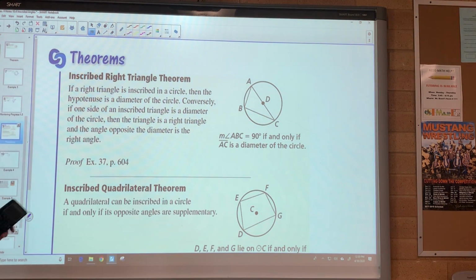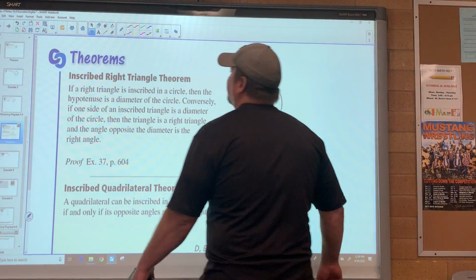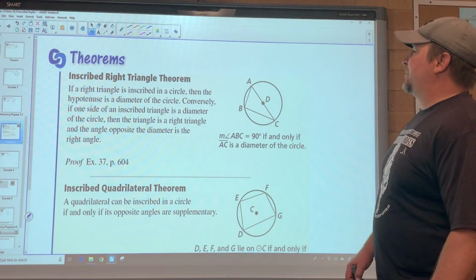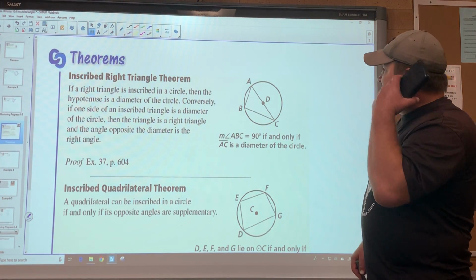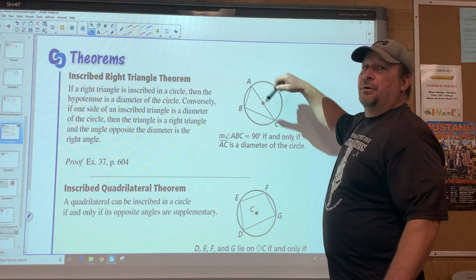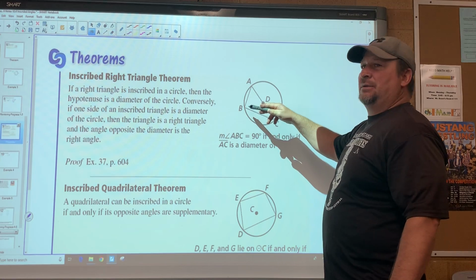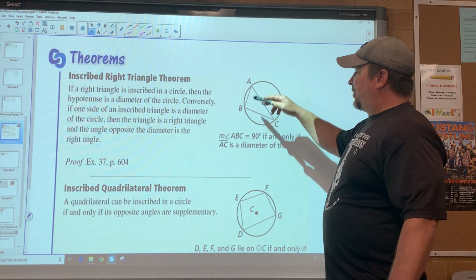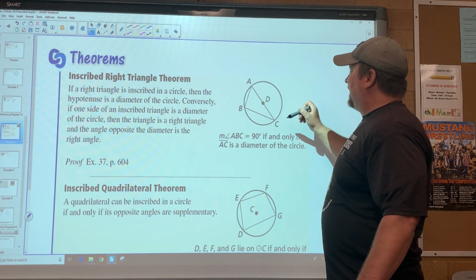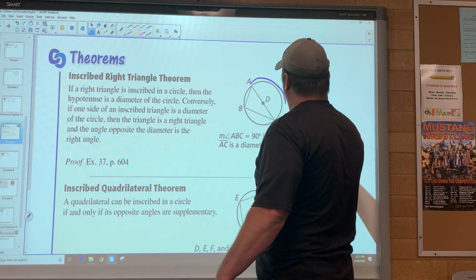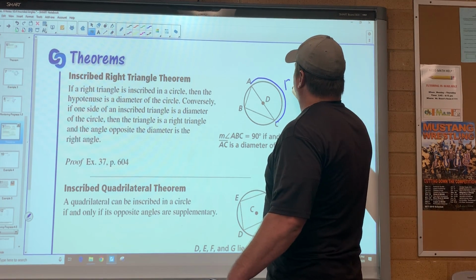All right. Inscribed right triangle theorem. The inscribed right triangle theorem is this. Basically, if I have a diameter and it creates an angle in a triangle, then this is 180, everybody. Everybody agree? Any diameter is 180.